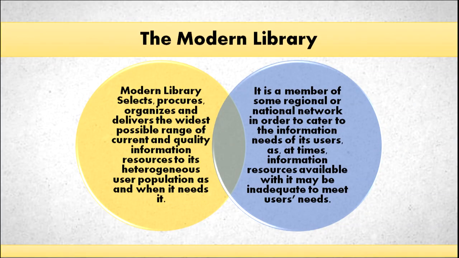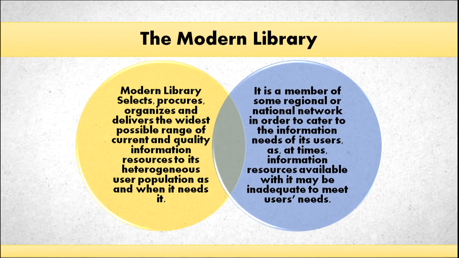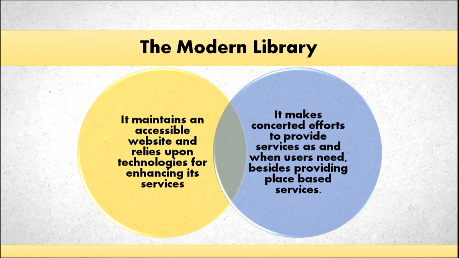Basically, what is a modern library? A modern library selects, procures, organizes, and delivers the widest possible range of current and quality information resources to its heterogeneous user population when they need it. A modern library is a member of some regional or national network in order to cater to the information needs of its users, as at times the information resources available with it may be inadequate to meet the user's need. It maintains an accessible website and relies upon technologies for enhancing its services. It makes a concerted effort to provide services as and when users need, besides providing place-based service.